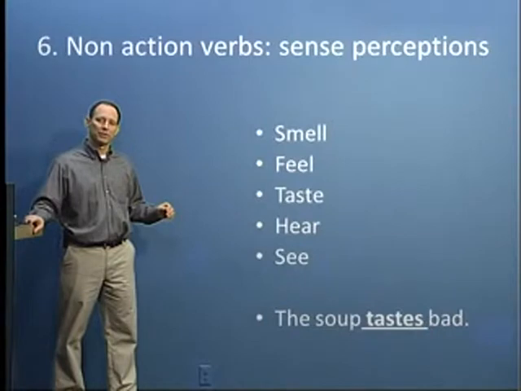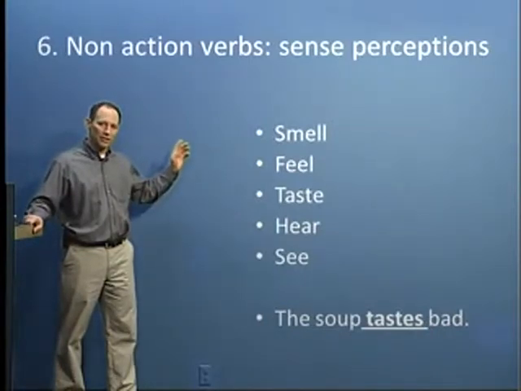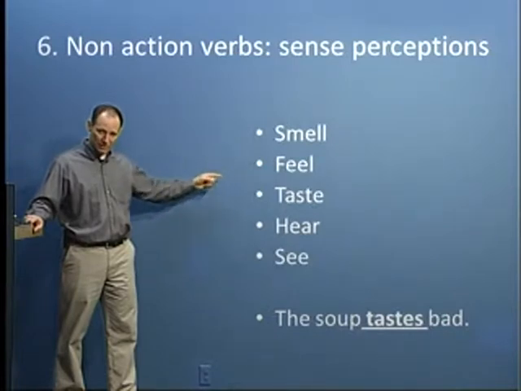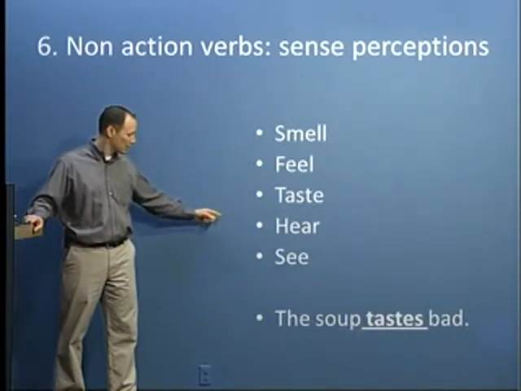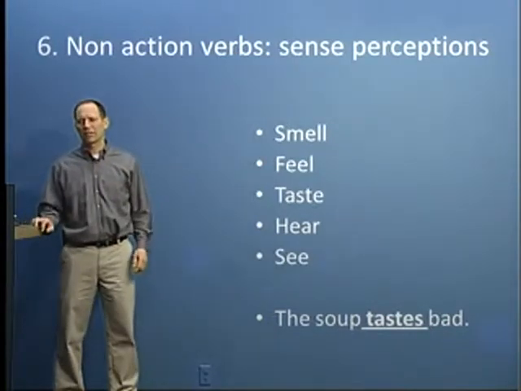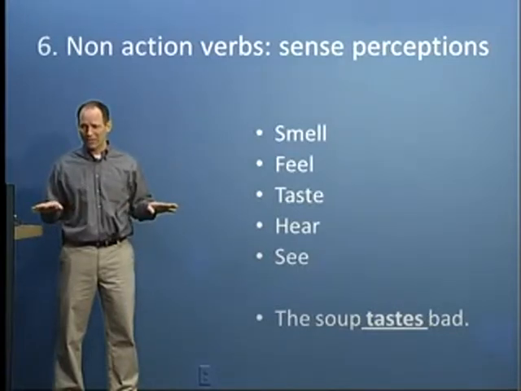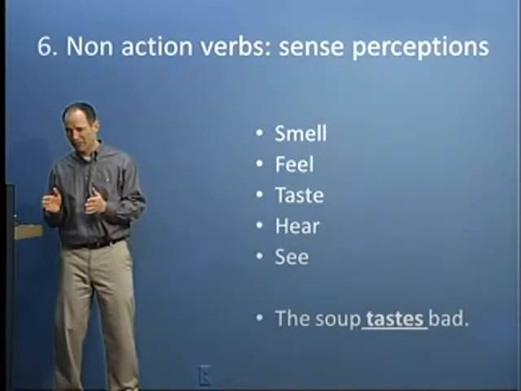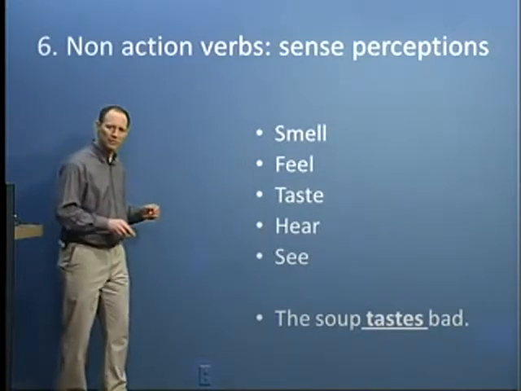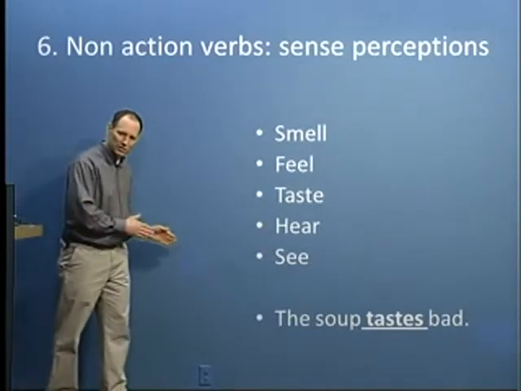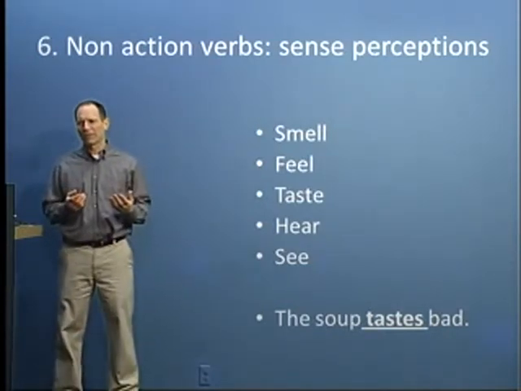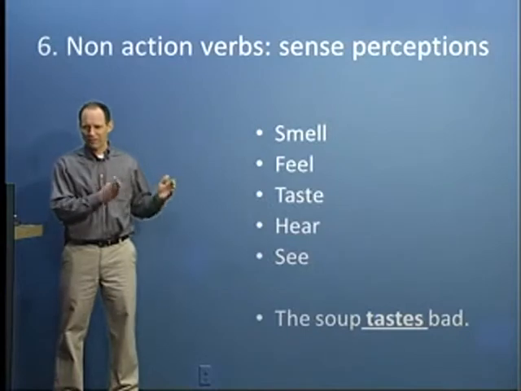Another group are sense perceptions. So smell, feel, taste, hear, and see. For these verbs, we don't usually use them in the present progressive. Usually, they're in the present simple. So let's look at this example. The soup tastes bad. With that example, you have to think about the subject.